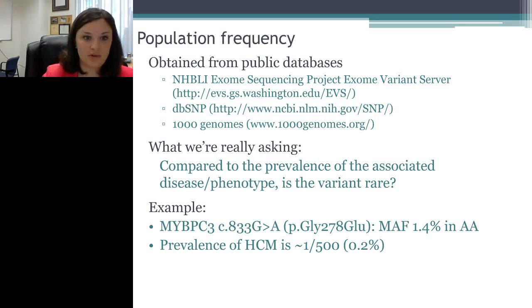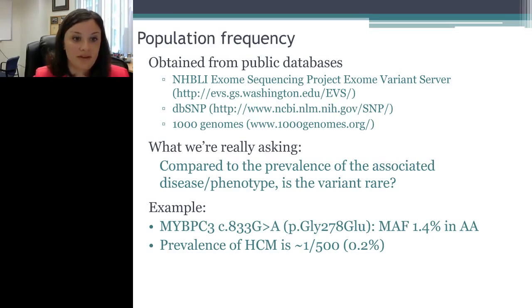And what we're really asking when we're looking at population frequency is, compared to the prevalence of the disease or phenotype that we're trying to assess, is this variant rare? So for example, one of the diseases that we test in our laboratory is cardiomyopathy. And so if we saw a variant below, in this example MYBPC3, we see that this missense change is present at a minor allele frequency, or MAF, of 1.4% in African Americans.